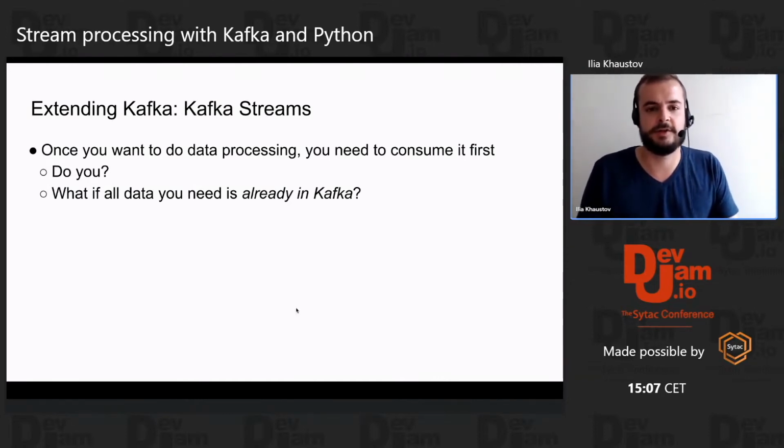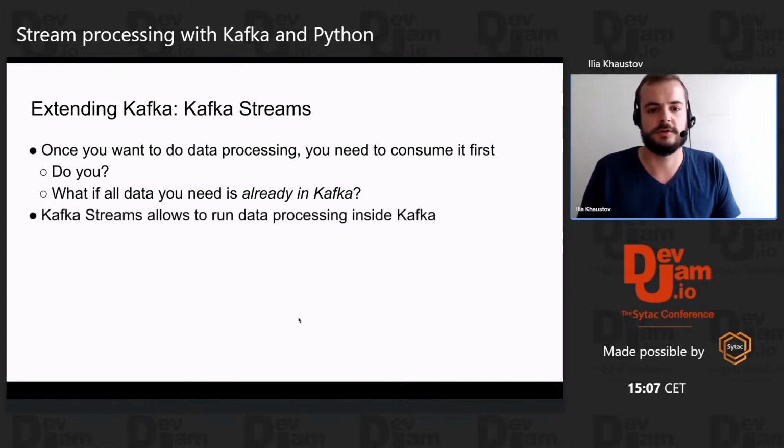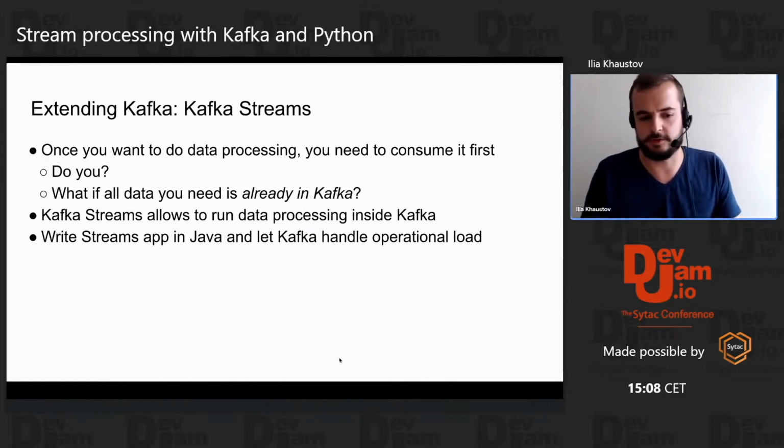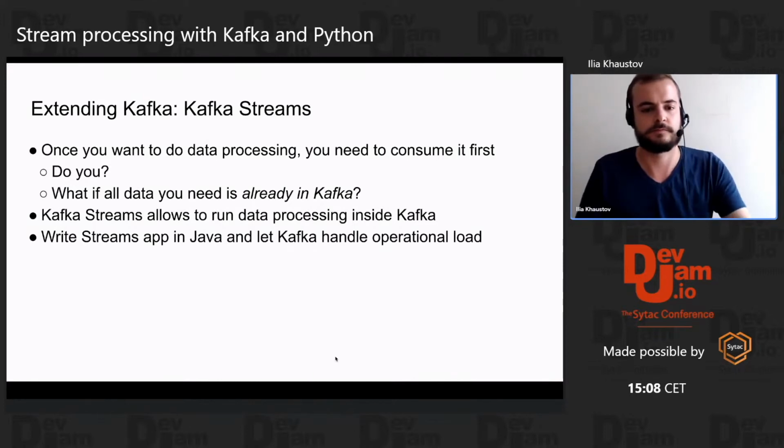And this is the idea behind Kafka Streams. Kafka Streams allows you to do all this processing right inside the cluster. So you write this app in Java and you let Kafka handle the rest. You basically compile, build a jar file, you run it, you point it to the Kafka cluster, and it works.